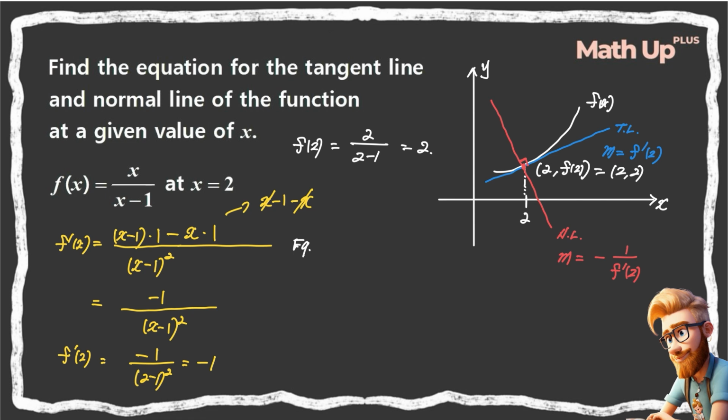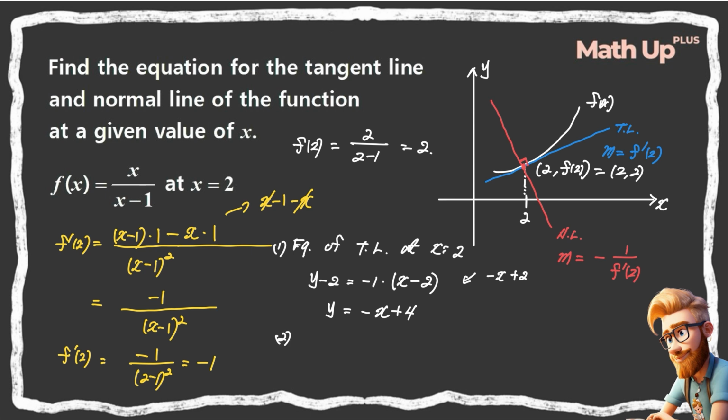So equation of tangent line at x equal 2 can be written as, if we use point slope form, y minus y1 is equal to slope negative 1 times x minus x1, which is 2. So if we simplify this, y is equal to, that's negative x plus 2. So negative x plus 2 plus 2, that's negative x plus 4. Let's say this is number 1.